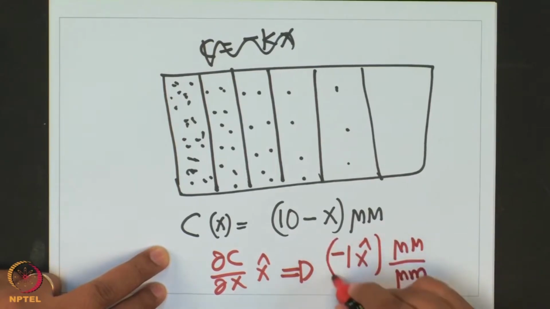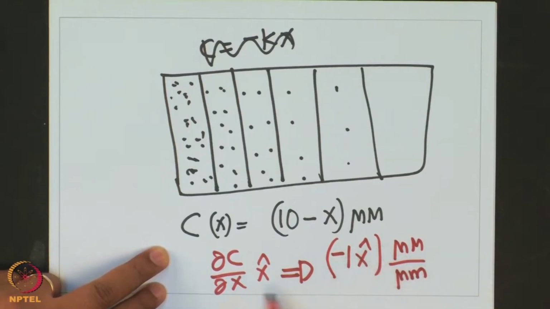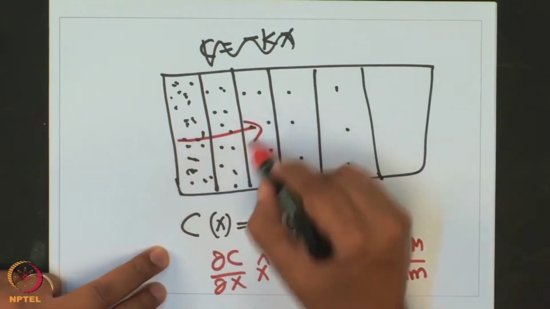This is typically a unit like this would emerge. So this would mean that the concentration is changing along the x-axis. Minus 1: the change in concentration is minus 1 micromolar per micrometer as we go along the x-axis like this.